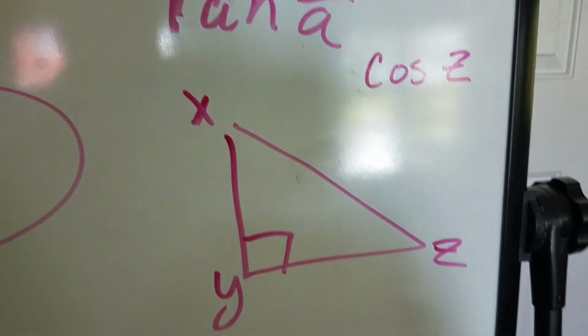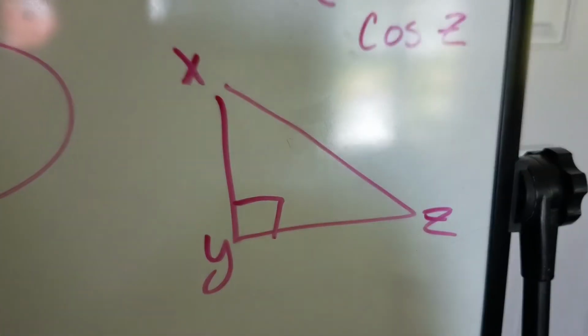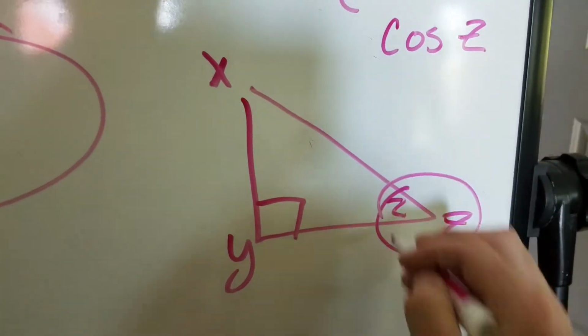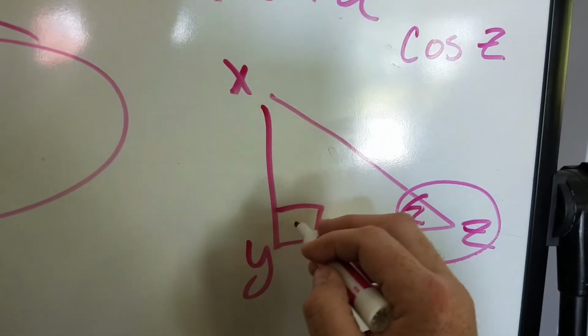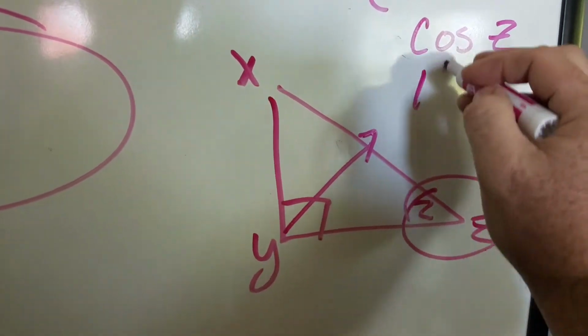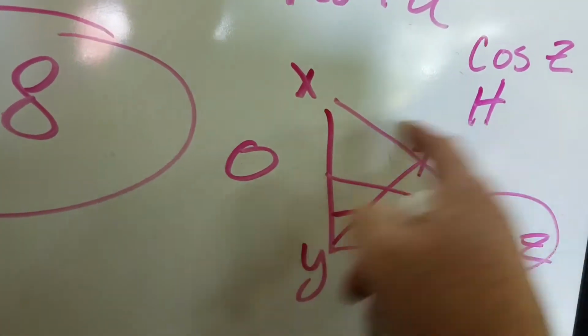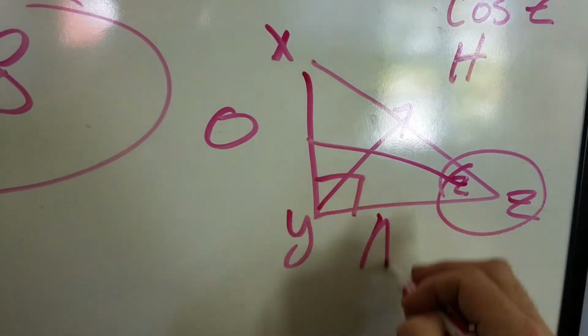So that means Z is my reference angle. I can put a little Z here. There's my reference angle, here's my 90-degree angle. It comes straight across, here's my hypotenuse. Here is my opposite. I found HO, H-O, and that means here is my A.